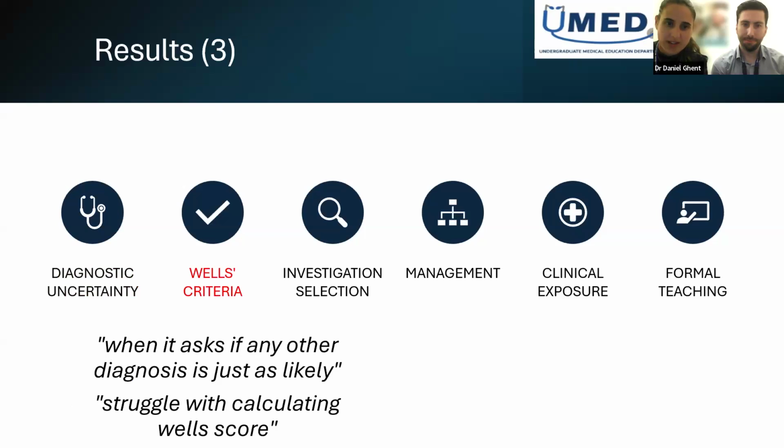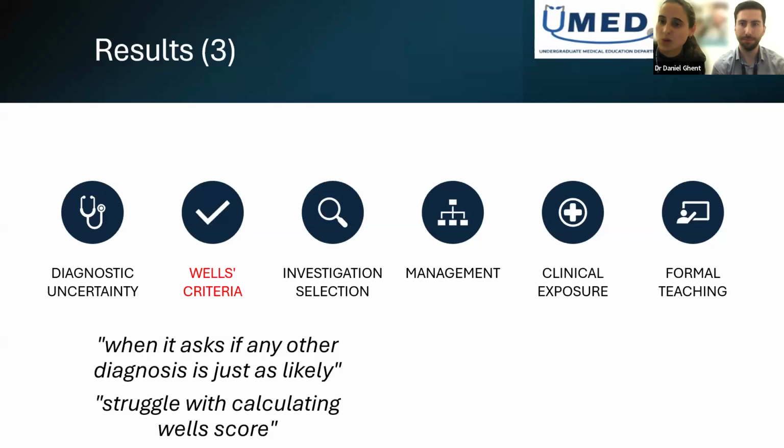If I move you on to the next theme, which continued to emerge from the data, this is the Wells criteria, which is something we really commonly use in both PE and DVT. For those of you who are clinicians or familiar with the Wells criteria, one of the questions is that you get negative points if another diagnosis is just as likely. So this ties into that diagnostic uncertainty again.